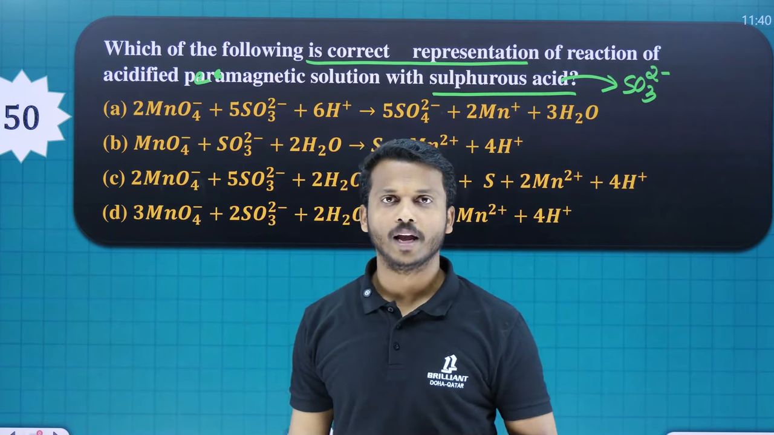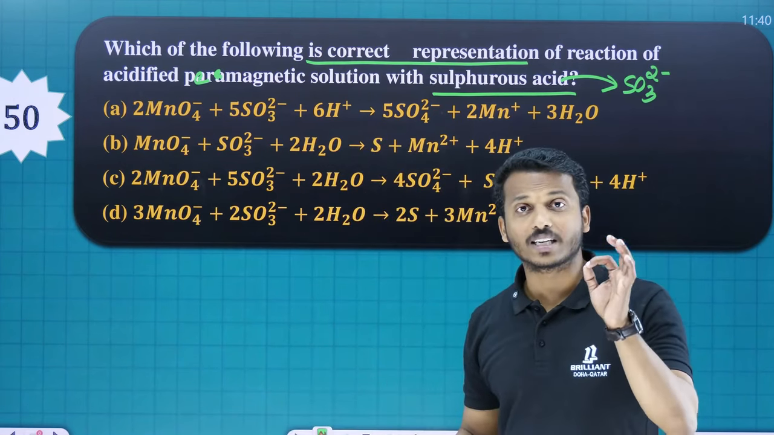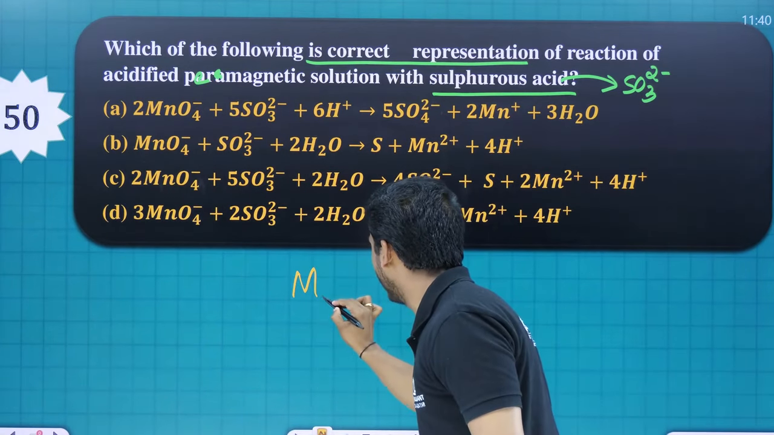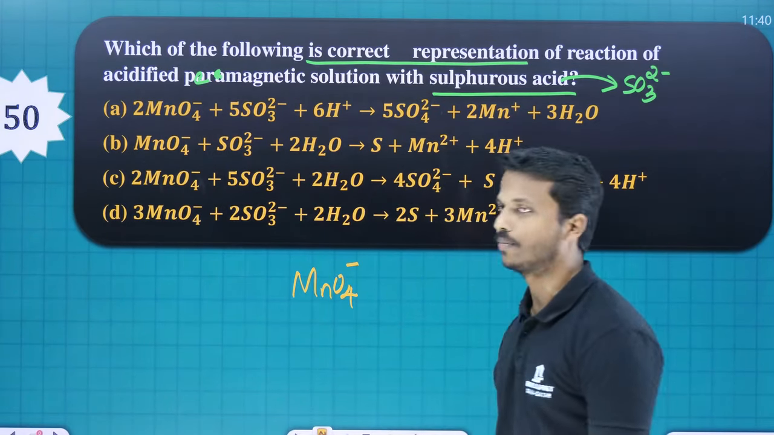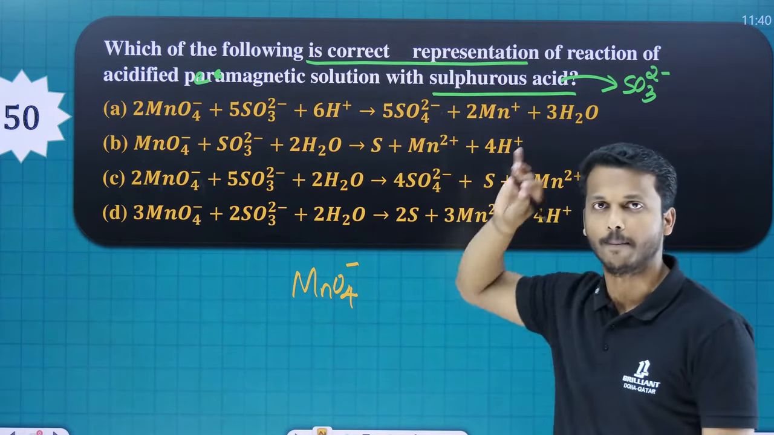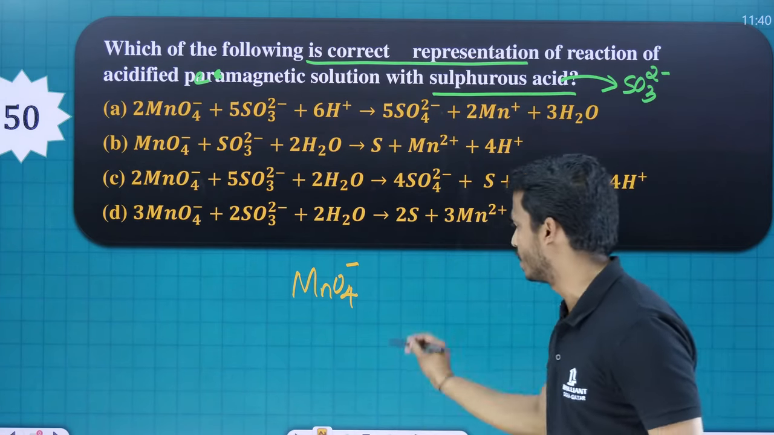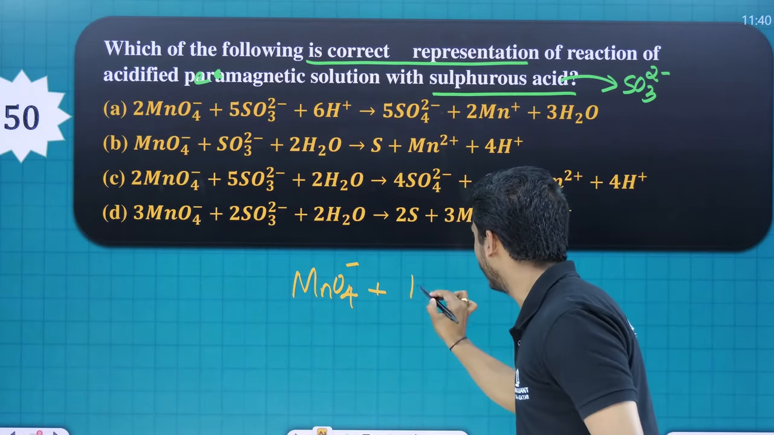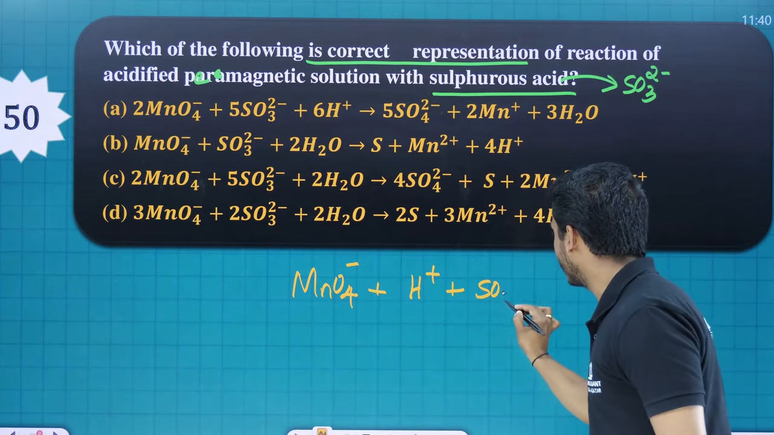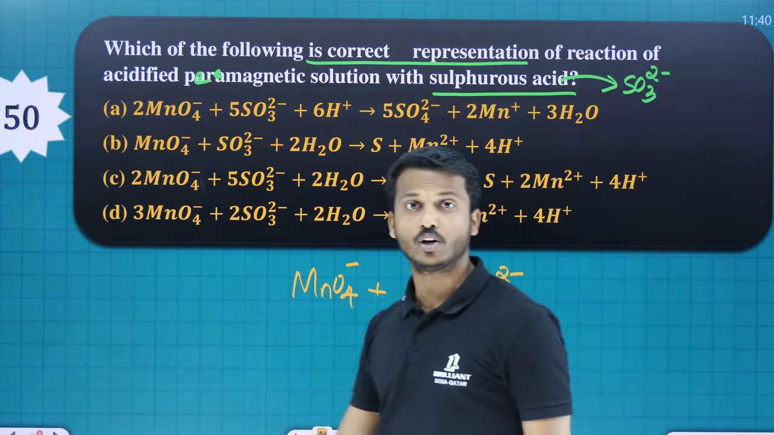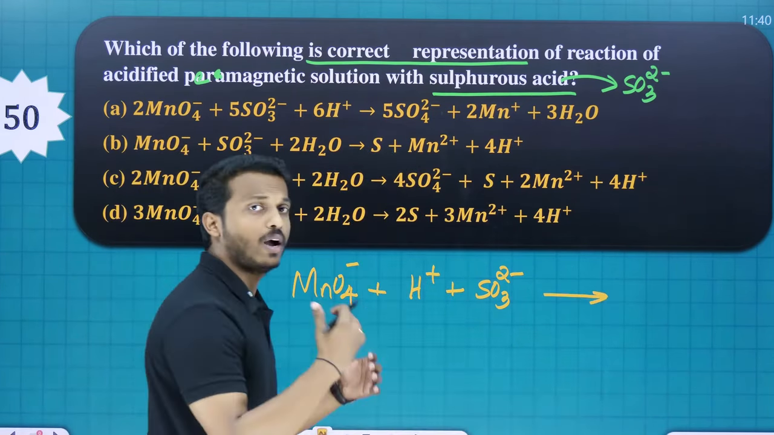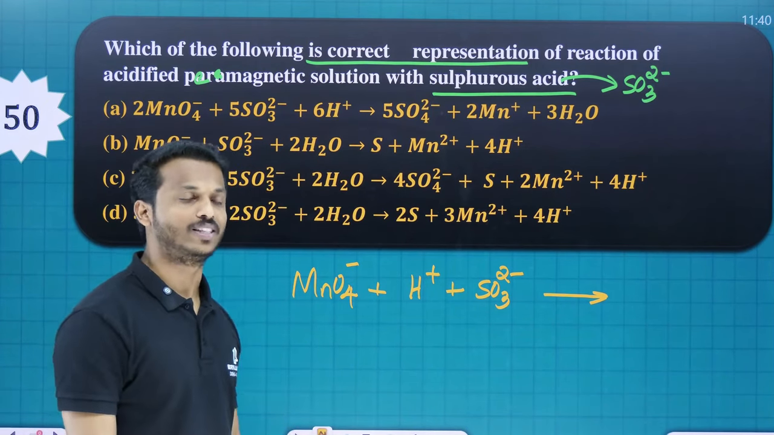You should know first of all, KMnO4 as KMnO4, right? KMnO4 means how the ion is existing. We will write MnO4 minus. Permanganate is what? MnO4 minus. Acidic medium, right? So what will be there? H plus. Sulfurous acid will be written as SO3 2 minus. SO3 2 minus is called sulfurous acid or sulfite. And you should have an idea what changes are going to happen for each thing.